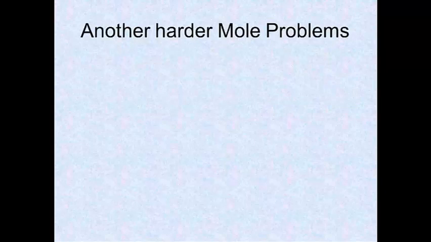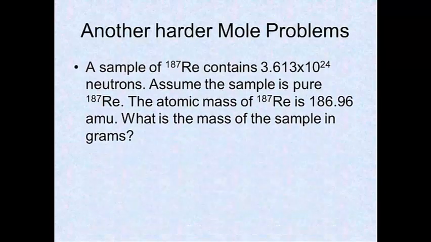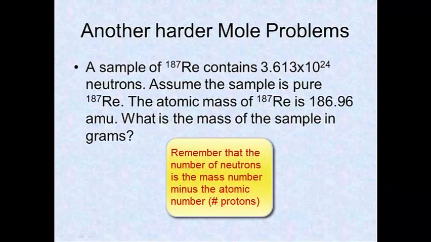Alright, another mole problem. This one's going to be just a little tougher than the last. A sample of rhenium-187 contains a certain number of neutrons. Assume the sample is pure rhenium-187. The atomic mass of rhenium-187 is 186.96 AMUs, and we are going to determine the mass of the sample in grams. Alright, so the first thing we're going to do is start with the number given in the problem, 3.613 times 10 to the 24th, and that's neutrons.